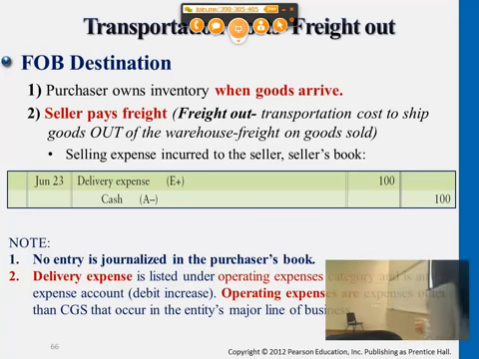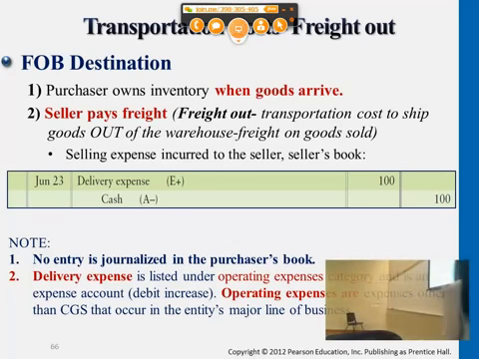For most of the problems you see, it will be FOB shipping point, meaning the customer, the purchaser, will be paying the freight charge. But in case the problem states that the shipping term is FOB destination, then the seller will be the party paying the freight charges, and they have the title of the goods all throughout the transportation process until it reaches the customer's home or the customer's company.